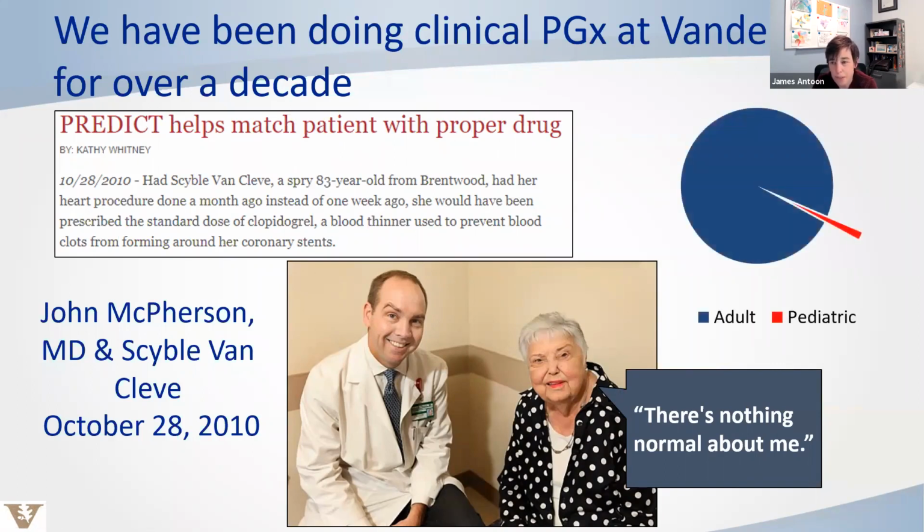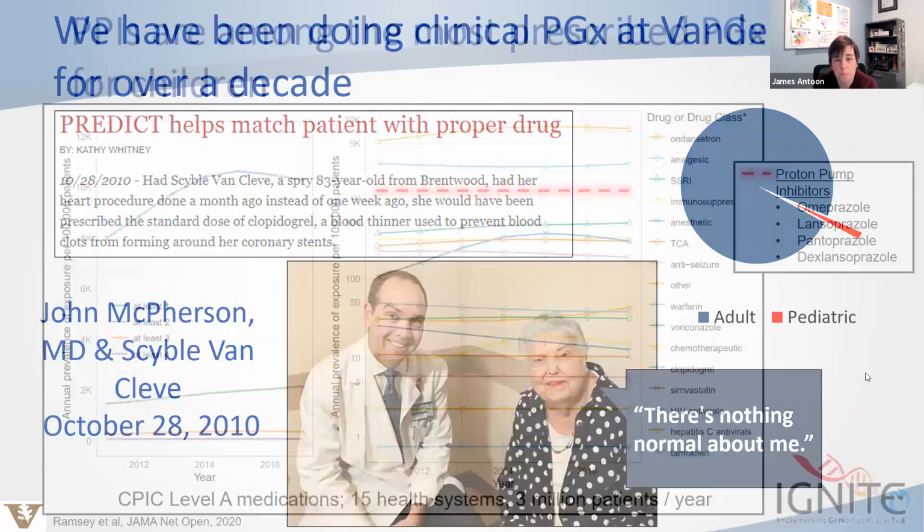Next slide. What's sad though, this is my very saddest pie chart in the world, is that almost all of our pharmacogenetic testing at Vanderbilt is done in adults, and very few pediatric patients benefit from this approach because they're just not tested. Next slide, please.